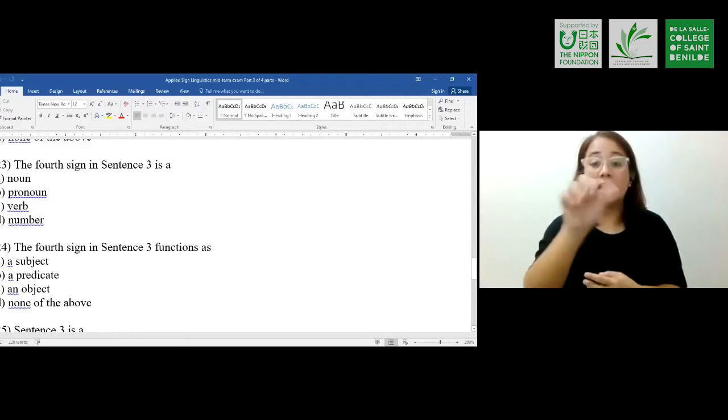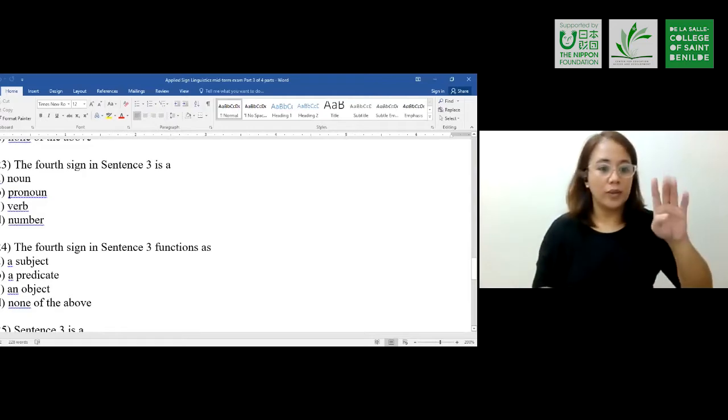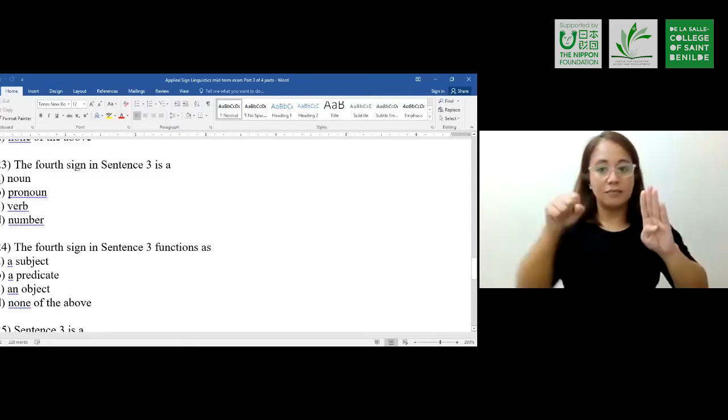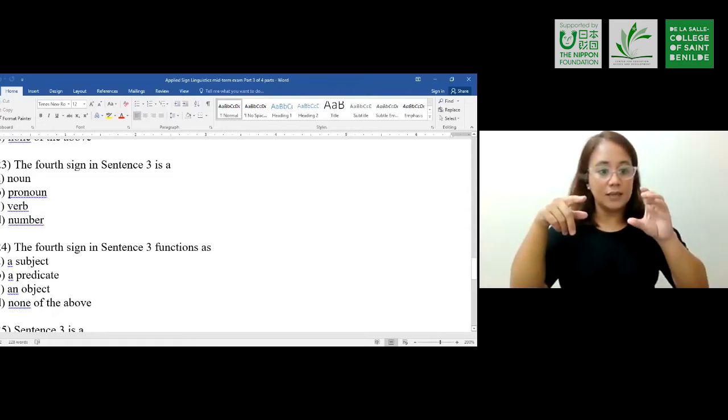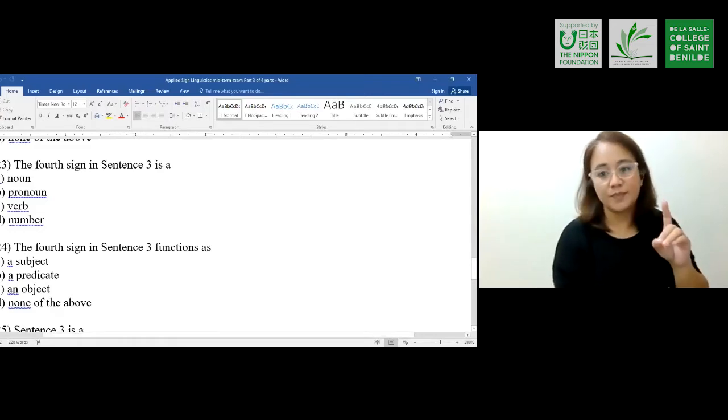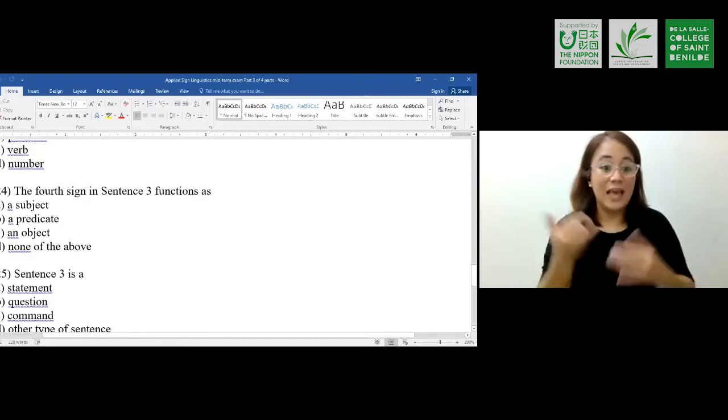Okay, and the fourth sign in sentence 3 functions as A, a subject, B, a predicate, C, an object, D, none of the above. B. B, correct. Okay, now sentence 25.